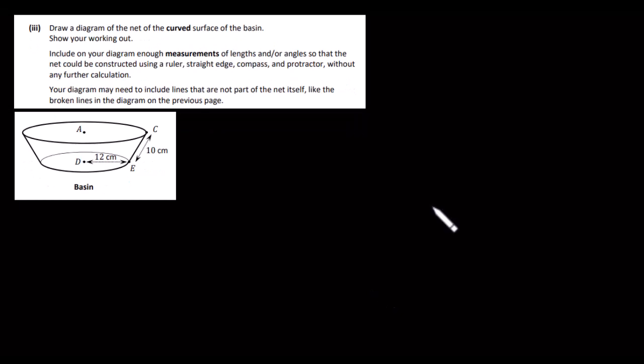Draw a diagram of the net of the curved surface area of the basin. Show your working out. Include on your diagram enough measurements of lengths and or angles so that the net could be constructed using a ruler, a straight edge, a compass and a protractor without any further calculations. Your diagram may need to include lines that are not part of the net itself, like the broken lines in the diagram on the previous page.